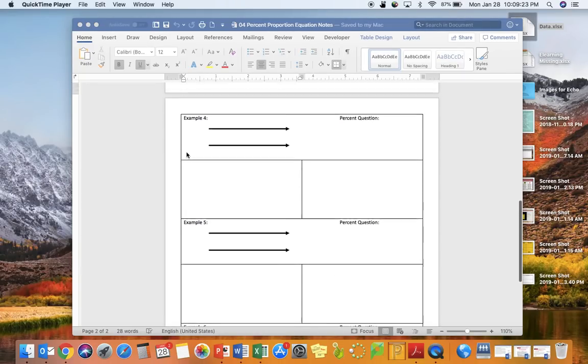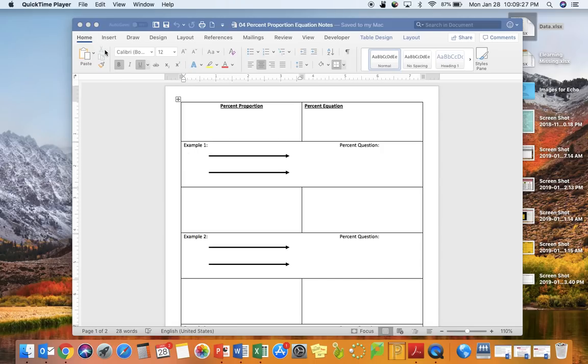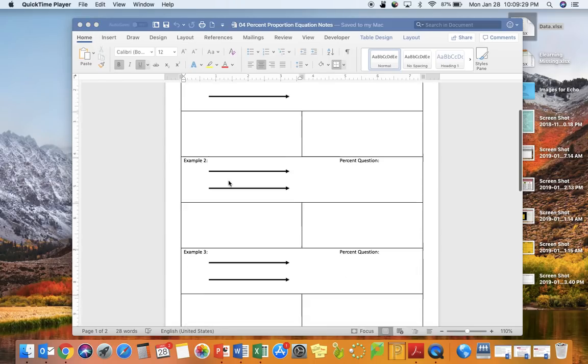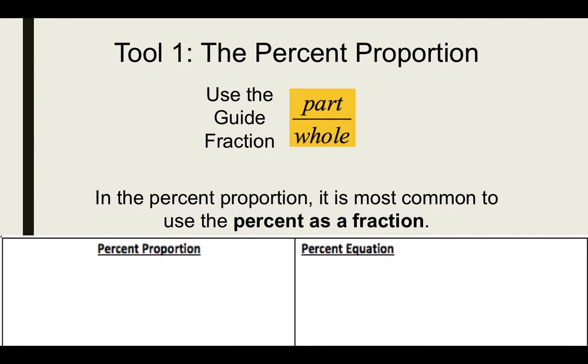For this video, you will need your notes page that I gave you from your packet, right? So that looks like this. Today in class, we filled out at least the first two boxes under the percent proportion and the percent equation. Just a refresher on what we talked about in class.